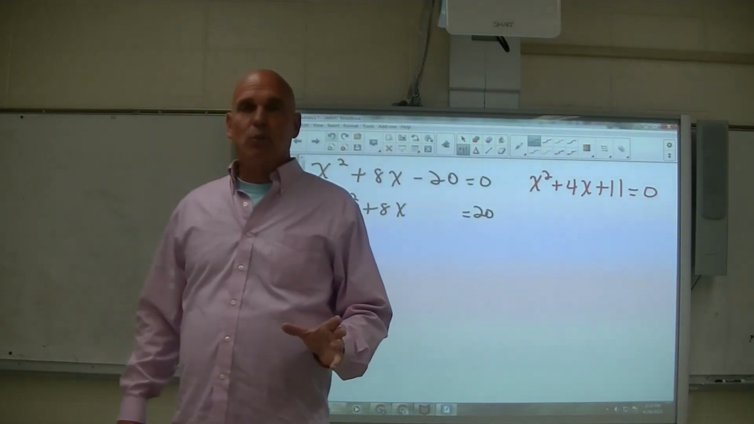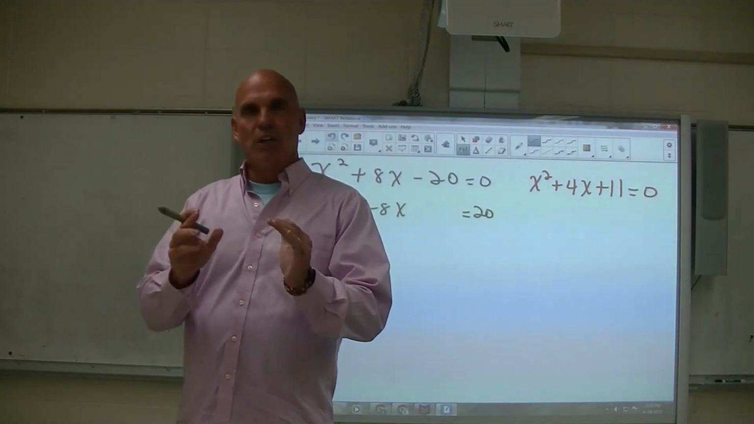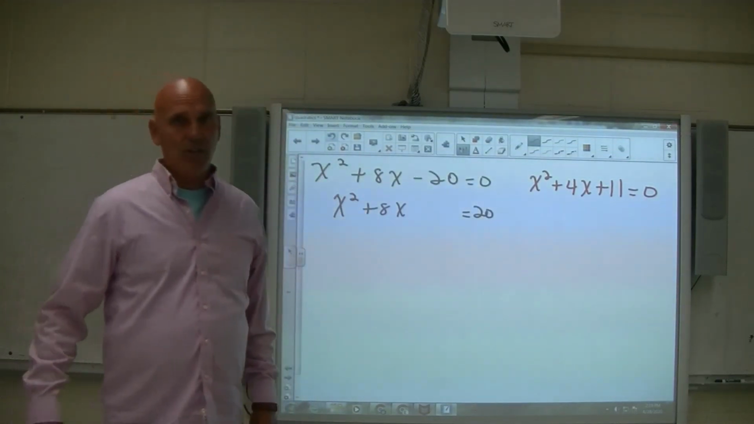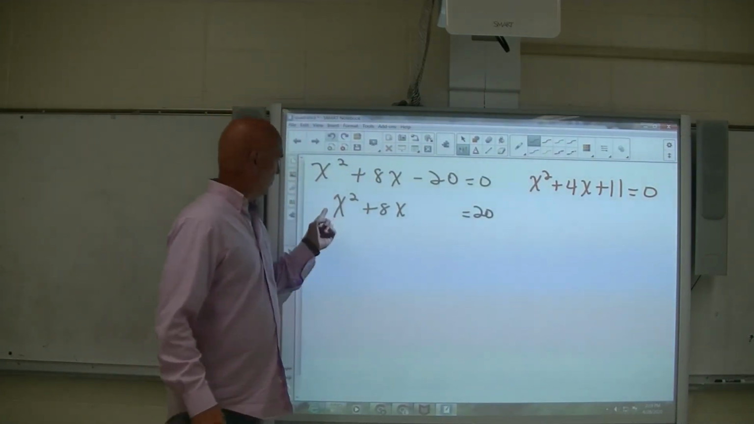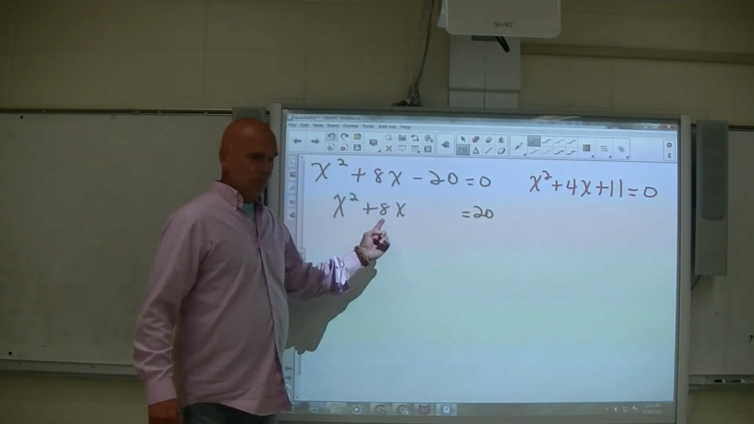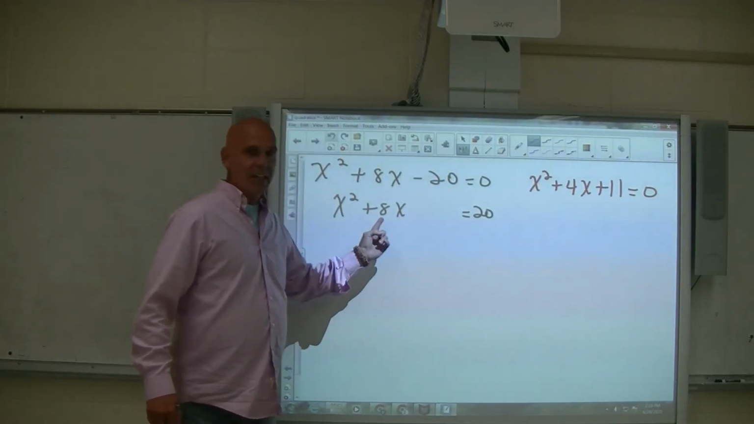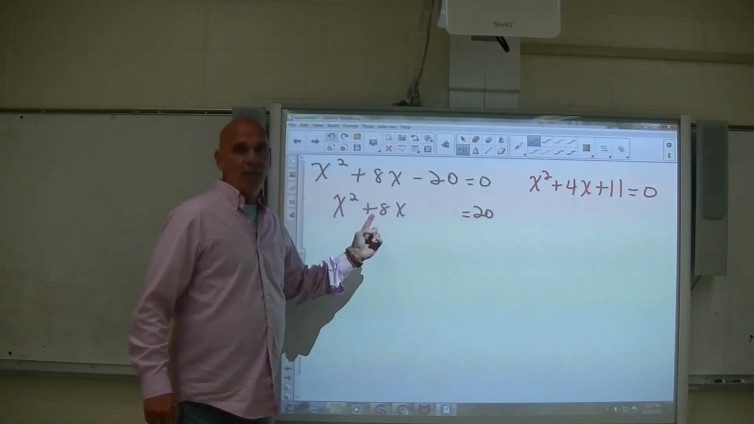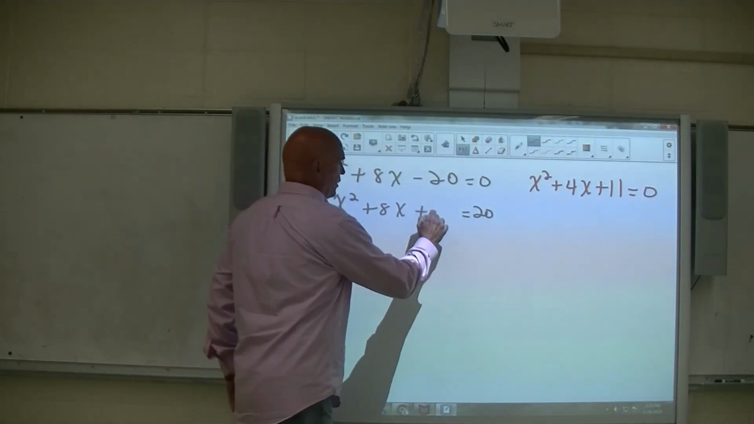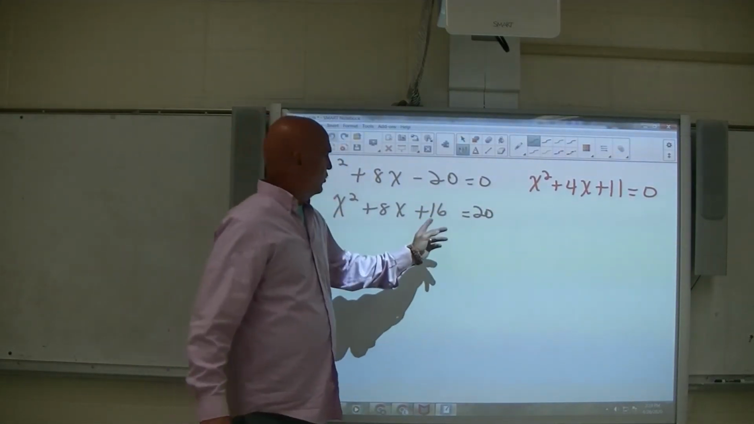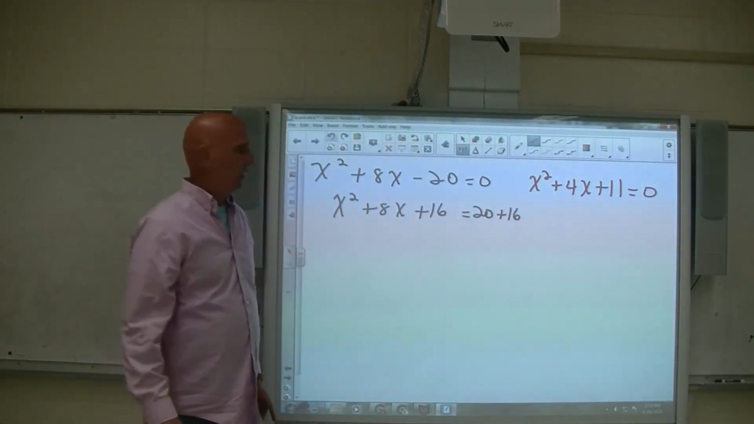What I mean by perfect square trinomial is that we can take it as a binomial squared, in other words, the same binomial times itself. And here's how you do it. Create that space right here. If the coefficient of x squared is 1, you take half of this and square it. Half of 8 is 4. 4 squared is 16. So the number that you want right here is 16. Now, you can't just put a plus 16 right there without putting a plus 16 over here, so you have to add it to both sides.